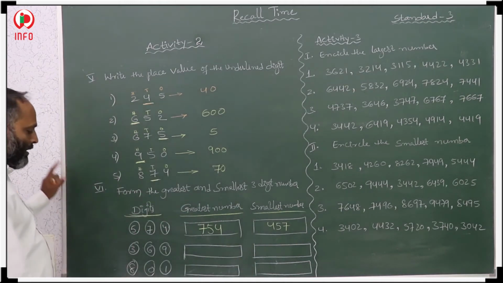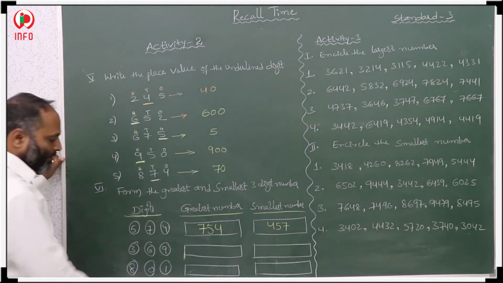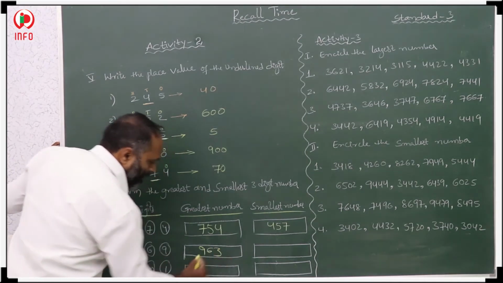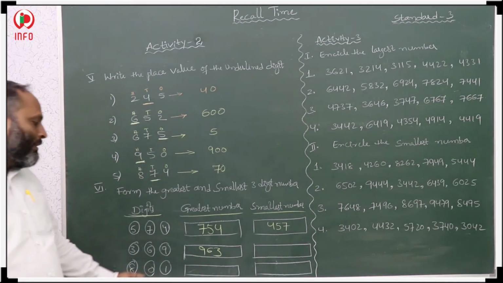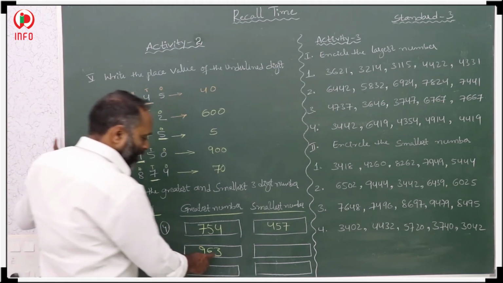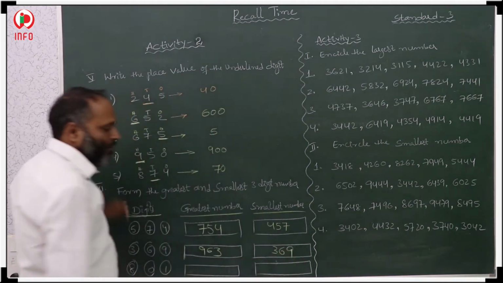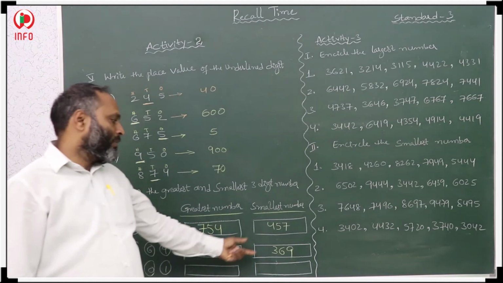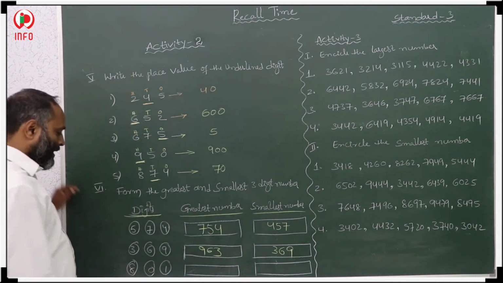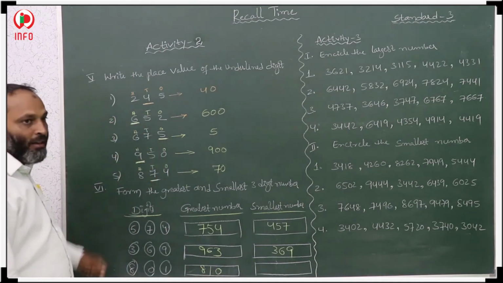In the same way, 3, 6, 9 is given. For the greatest number we write in descending, decreasing order: first the greater number, then the smaller number, then the smallest number, using these digits. For the smallest number we write in ascending order, 3, 6 and 9. Then the next one is 8, 1, 0.